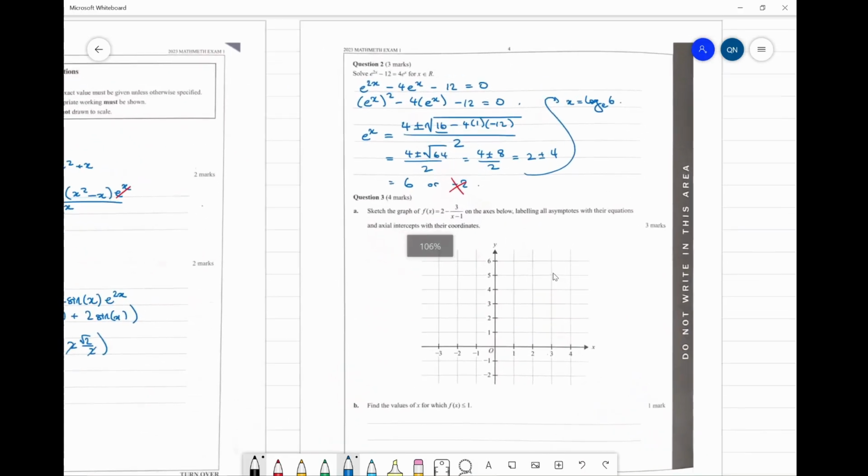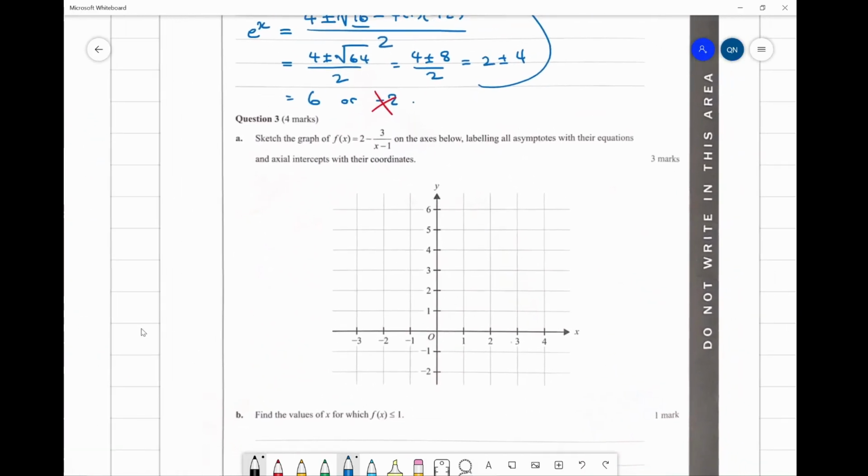Okay, question 3. We want to graph this hyperbola, labeling asymptotes with their equations and axial intercepts with their coordinates. So what are the asymptotes? Well, that's very easy. It's x equals 1 over here, and it's also y equals 2. So right over here. So this is x equals 1 and y equals 2. Okay, that should be pretty straightforward.